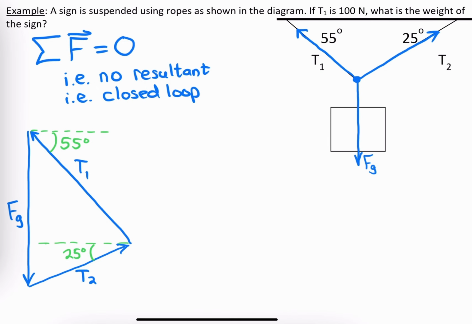So what I'm really trying to do here is solve this triangle. The question's asking me for the weight of the sign, which means I'm trying to find the magnitude of FG. I'm trying to find the length of that side of this triangle. So what do I need to do that? Well, I know the T1 is 100 newtons. That's given in the problem. If I know one side, if I could find a couple of angles inside this triangle, I should be able to solve the triangle and find everything else. So let's see what we can do.